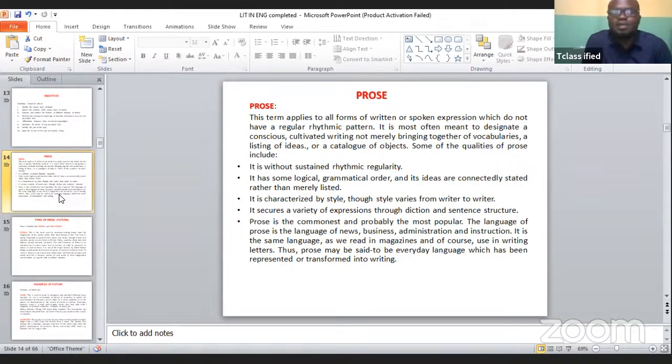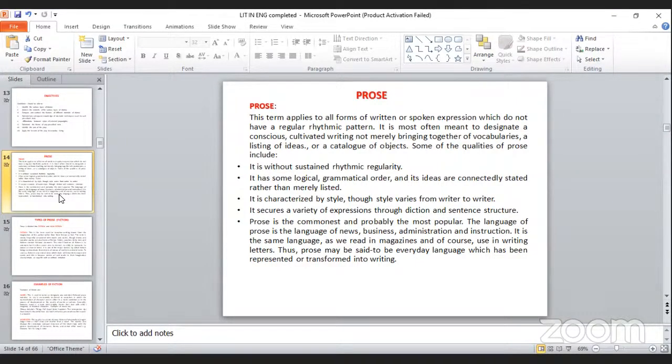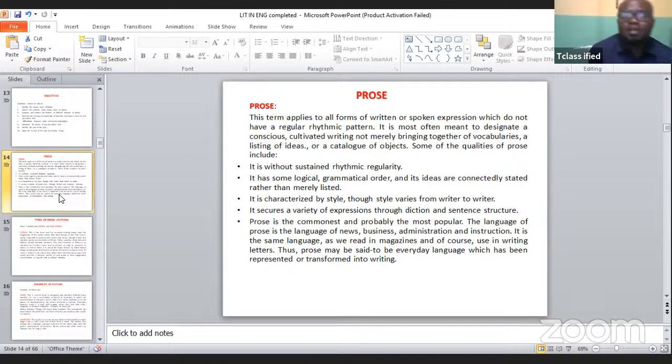So prose, this term implies all forms of written or spoken expressions which do not have a regular rhythmic pattern. Who can tell me, if it has a regular rhythmic pattern, what style of literature would it have been? Can anybody tell me the type of literature that has a regular rhythmic pattern? Poetry. So it would have been poetry. But now we're talking about prose.